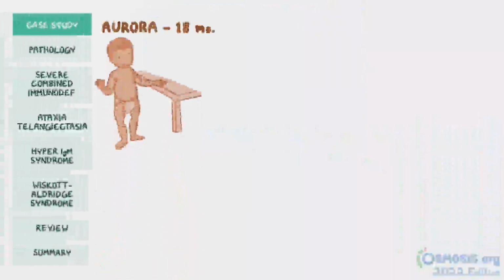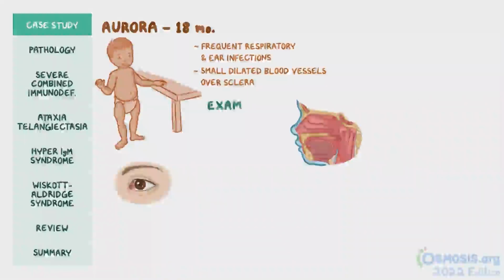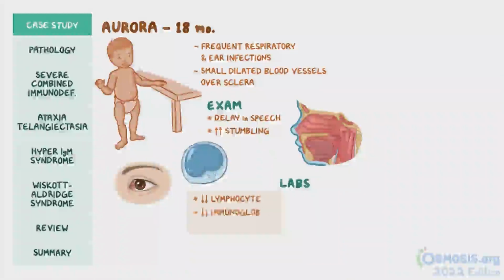Aurora, an 18-month-old girl, is brought to the clinic because of frequent respiratory and ear infections. At first glance, you notice she has some small dilated blood vessels over the sclera of her eyes. Upon physical examination, you also realize that she has a delay in speech, as well as frequent stumbling when walking. Laboratory studies are obtained, showing a low lymphocyte count, low immunoglobulin levels, and high alpha-fetoprotein, or AFP.